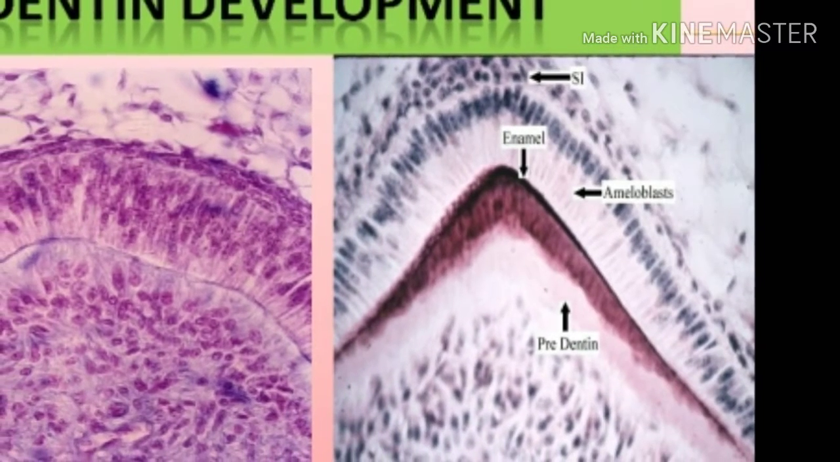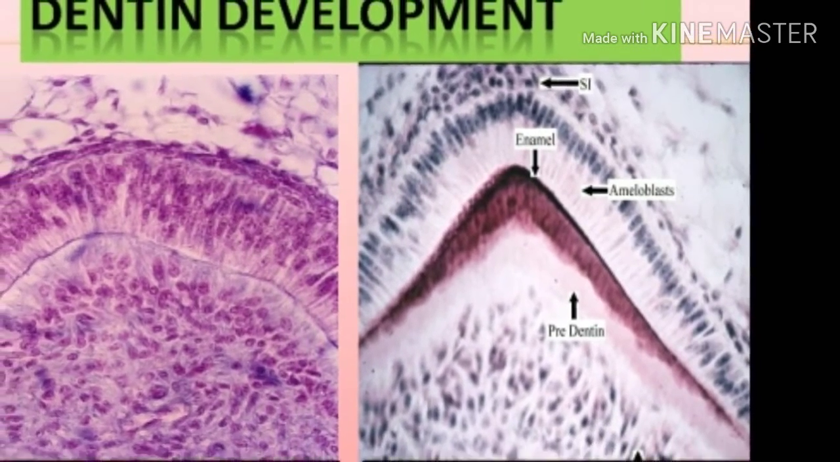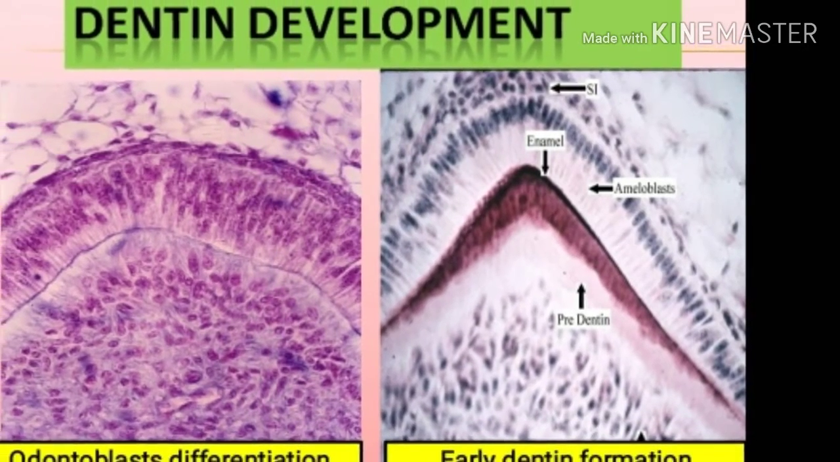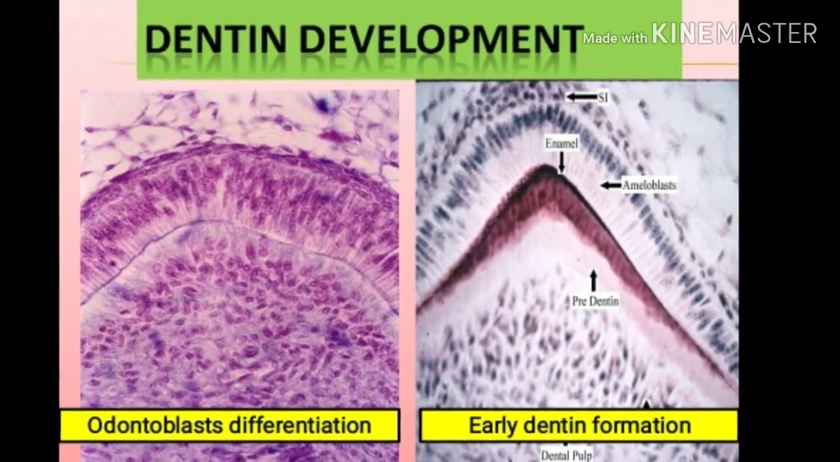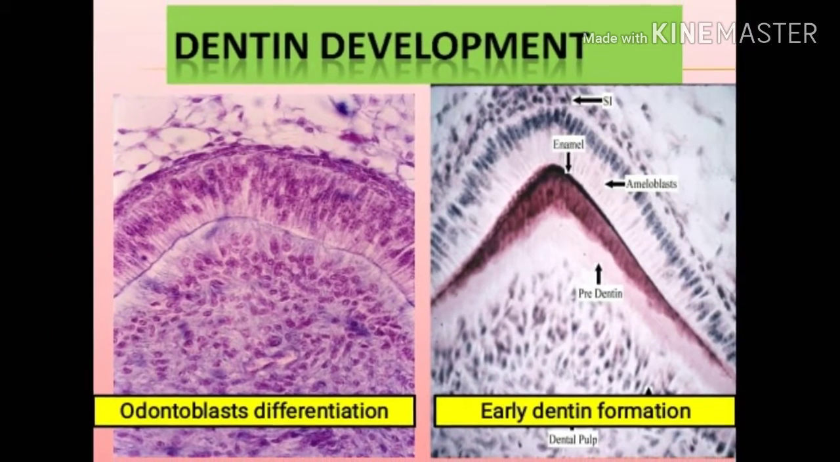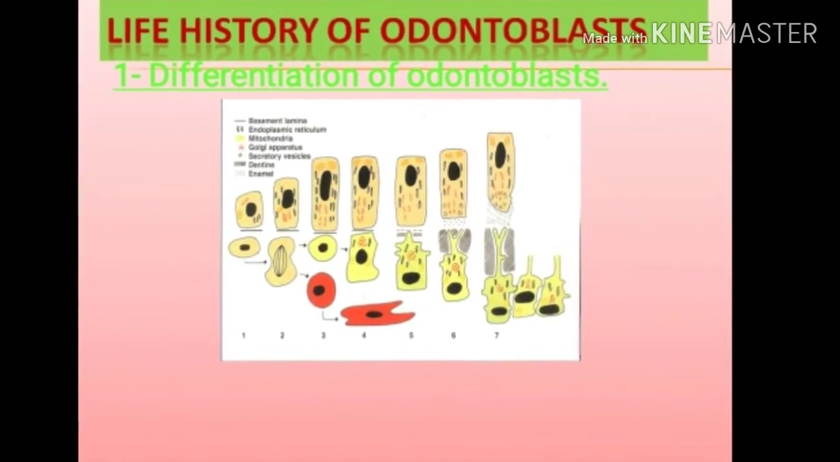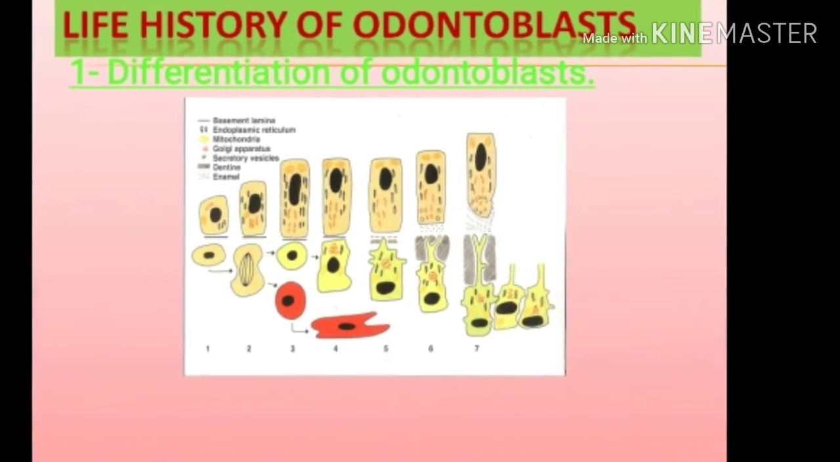We are studying the dentin, and our topic today will start from dentin development. The figure shows the odontoblast differentiation, and the next part shows the early dentin formation: the dentin, pulp, predentin, ameloblast, enamel and the stratum intermedium. Life history of odontoblast. Differentiation of odontoblast.